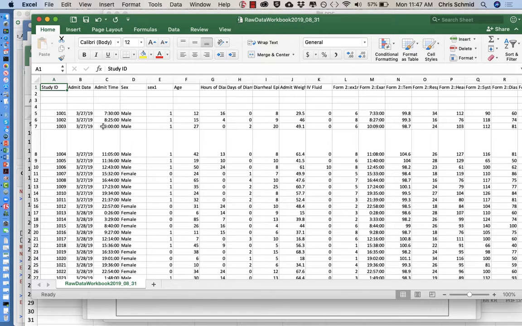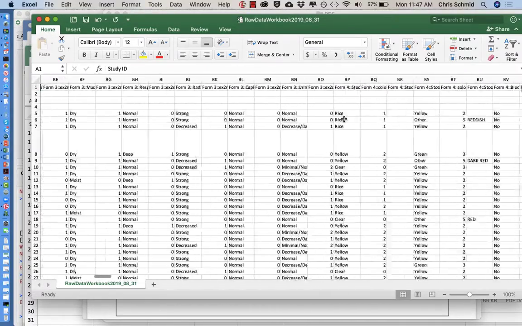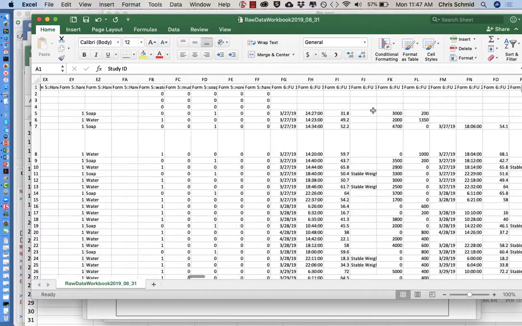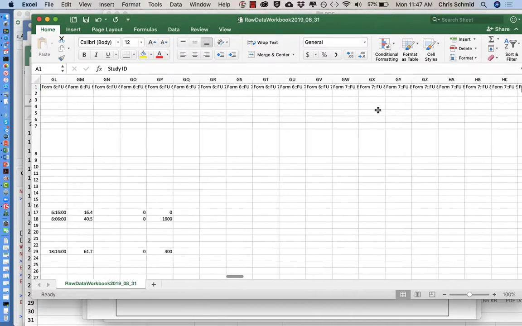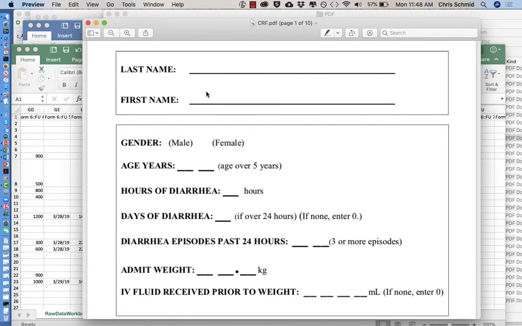And so if you look over at the database, here's person 1. They were admitted on March 27 at 7:30. They're a male. Their age is 12 and so forth. And then we have all this other information stored. This goes on and on and on, I think over to like letter I or something. And those correspond to all the different information, all these different forms.